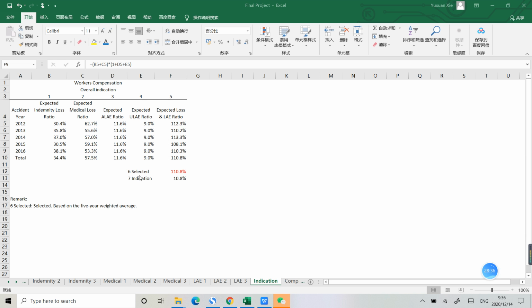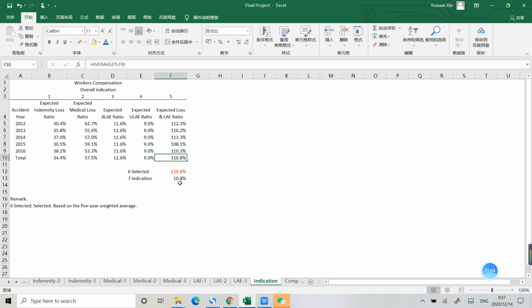And the 6 selected is equal to 110.8%. It is based on the 5-year weighted average. So we can see this one. It is equal to this one, and the indication is 10.8 percent.